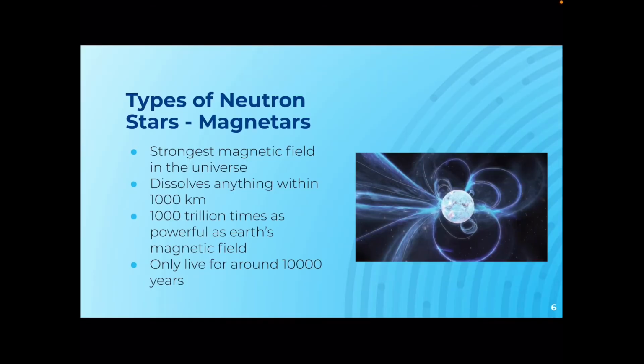Let's check out a couple types of neutron stars, starting with magnetars. As the name implies, they are very magnetic, enough to have the strongest magnetic field in the universe at 1,000 trillion times that of the Earth's. They also can dissolve anything within a 1,000-kilometer radius due to their immense gravity and radiation. Unfortunately, they live for just about 10,000 years because their huge magnetic field accelerates nearby matter, which acts as a drag, causing it to become weaker.